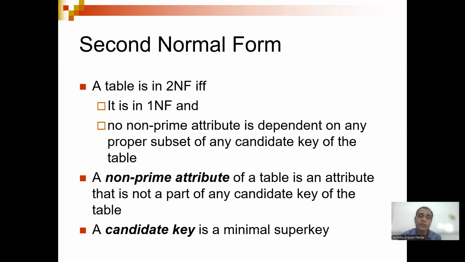Then our second normal form. A table is in 2NF if it is in 1NF and no non-prime attribute is dependent on any proper subset of any candidate key of the table. A non-prime attribute of a table is an attribute that is not part of any candidate key. So it is not part of the key, and a candidate key is always a minimal super key. A super key is a superset of the key. That's why its name is super key. A candidate key is just a minimal super key.